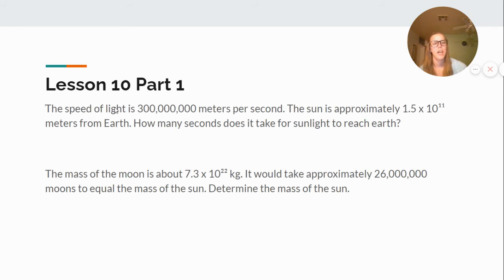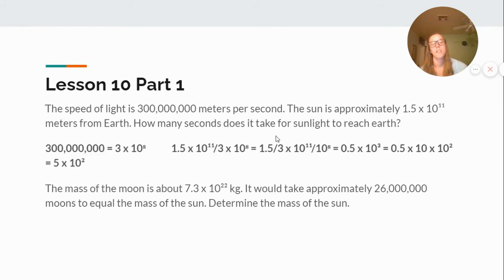So we broke lesson 10 down into 2 parts. The speed of light is 3,800 million meters per second. The sun is approximately 1.5 times 10 to the 11th meters from Earth. How many seconds does it take for sunlight to reach Earth? Remember, we want to always put them in scientific notation first, and then we divide it out.